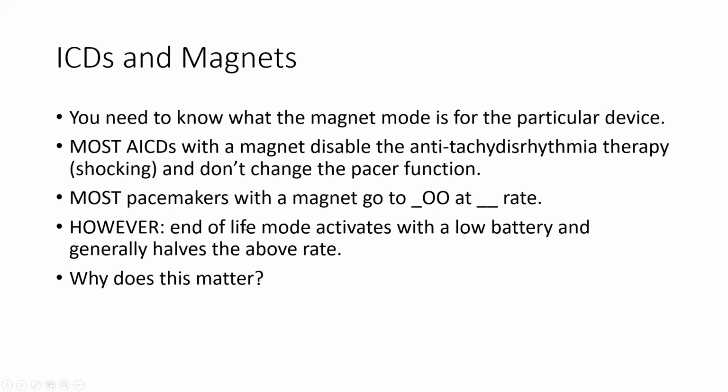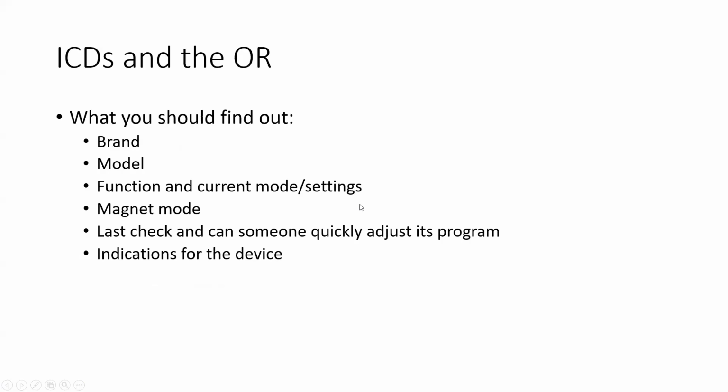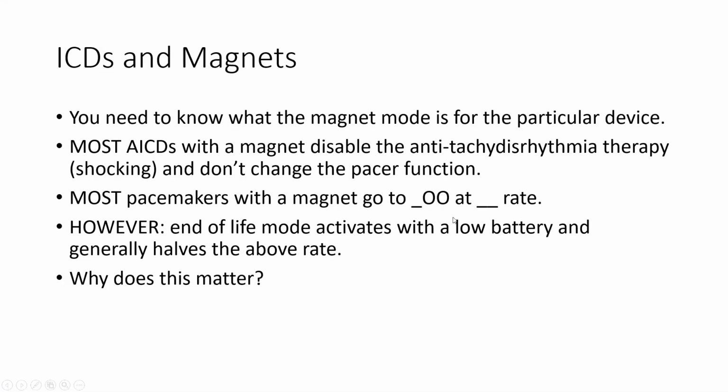End of life mode is a big deal. If they have less than 6 months left on the battery, then it will halve the magnet mode rate to try to keep the patient alive as long as possible, etc. Why that matters is because of what we talked about in this slide here, right? If the patient's intrinsic heart rate, as it relates to the paced rate, it has different implications, right? So if the paced rate is half of what it normally would be, then there's more risk to the patient.